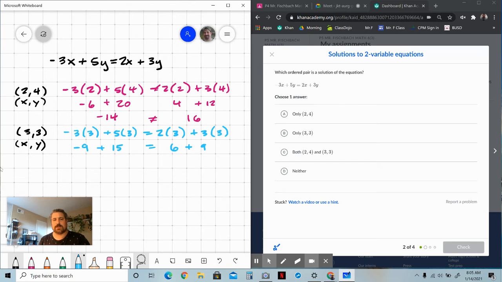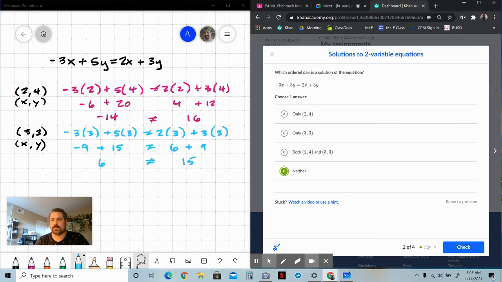Negative 9 plus 15 is going to be positive 6. And 6 plus 9 is obviously different than that. It's going to be 15. So these are not the same as well. So in this case, both of those do not work as solutions. So once again, you would say neither.